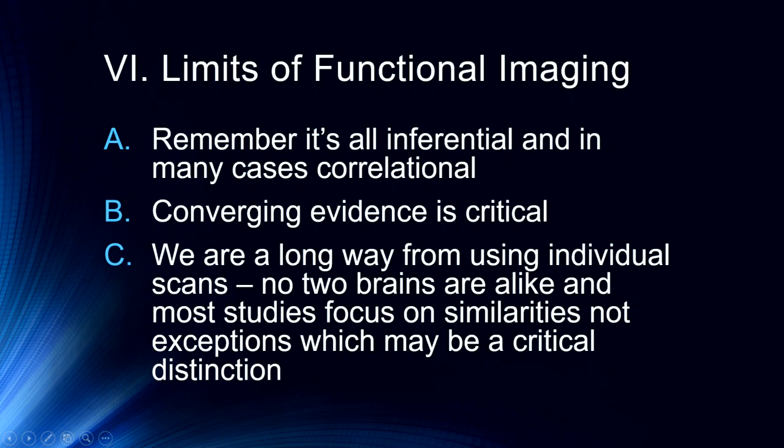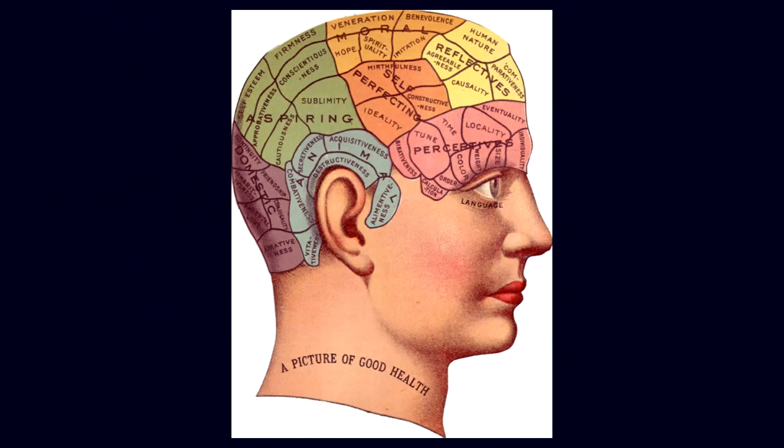And importantly, we're a long way from using individual scans. No two brains are really alike, and most studies focus on similarities, not exceptions, which might be a critical distinction. So looking at individual differences is where this research is heading, but we're not really quite there yet. So we have to really understand that whenever we're looking at these scans, we're almost always looking at scans involving groups of individuals. So I wanted to sort of finish with that thought.